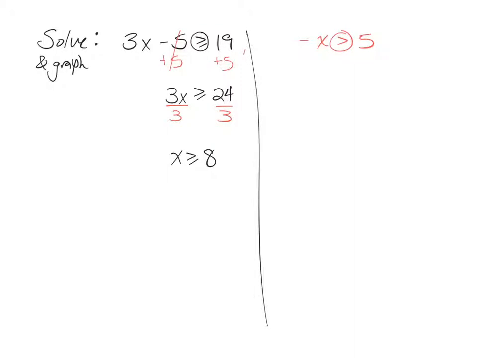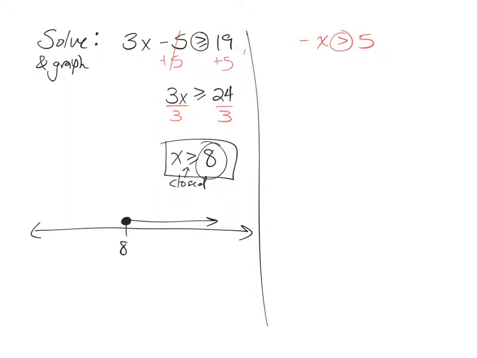So now, using our graphing ability, I'm going to plot this number 8 on the number line. There it is. I see I will have a closed dot here. And since it is greater than or equal to, I will be sure my graph goes to the right. So here is the answer in inequality form, and here is the graph of the inequality.